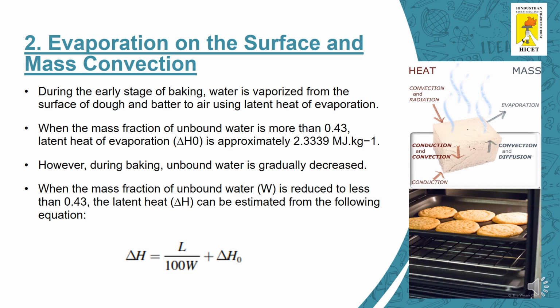That is bound water and unbound water. There are two types of water. Bound water is mixed in through the substances and cannot be easily separated, but unbound water can be easily separated and evaporated. When the mass fraction of unbound water W is reduced to less than 0.43, the latent heat ΔH can be estimated from the following equation, that is ΔH = L/100 W + ΔH0.